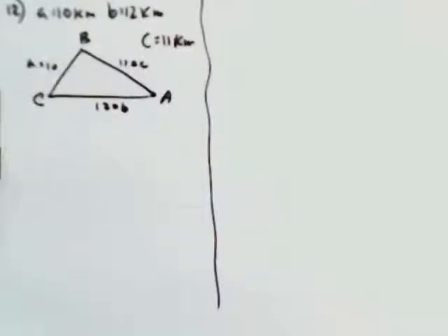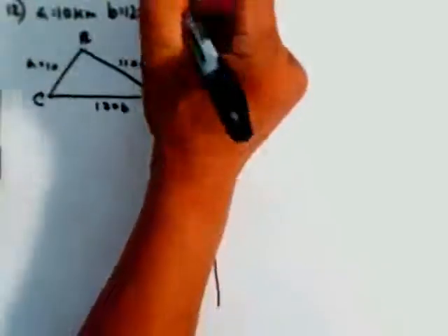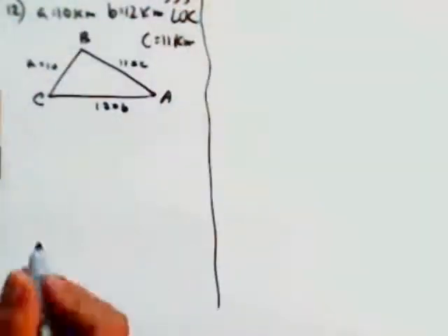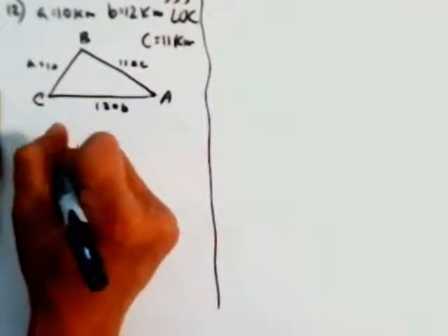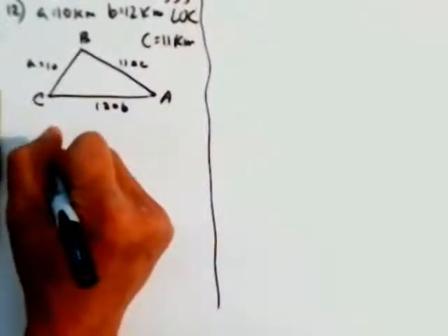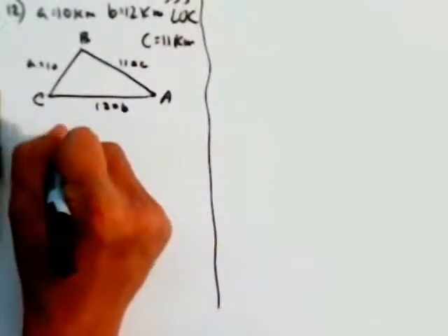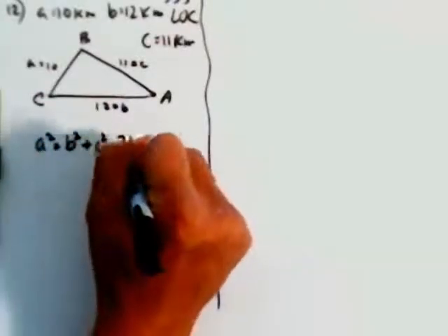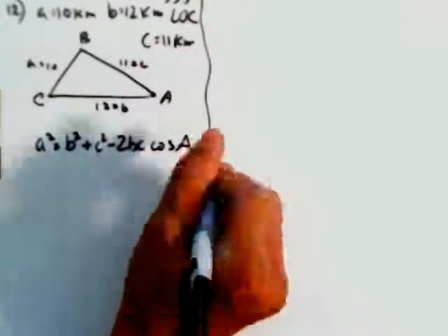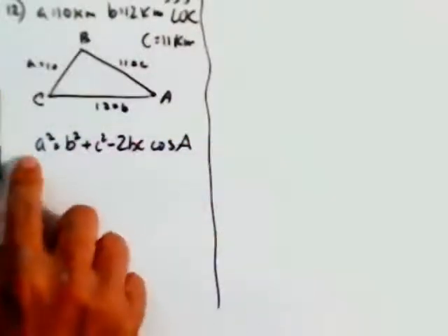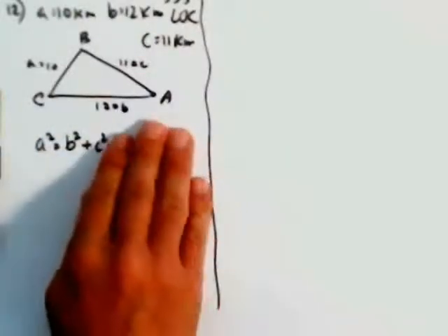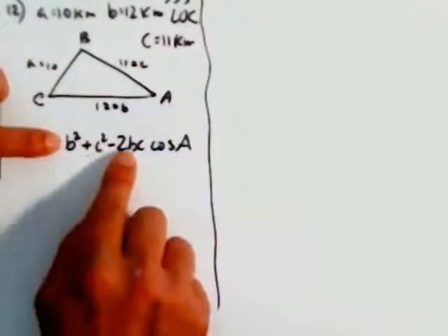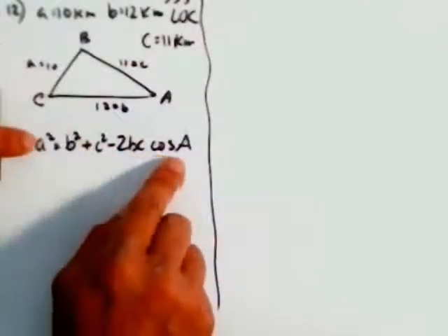So what you're going to use is the law of cosines. If you have an SSS situation, you're going to use the law of cosines. Since we can pick any formula, let's try a squared is equal to b squared plus c squared minus 2bc times the cosine of big A. Again, it's kind of like the Pythagorean theorem, a squared equals b squared plus c squared, except this is the hypotenuse, minus 2 times b times c times cosine of that big angle.